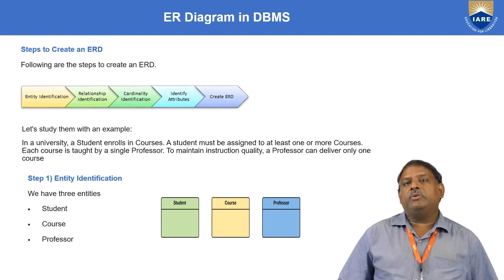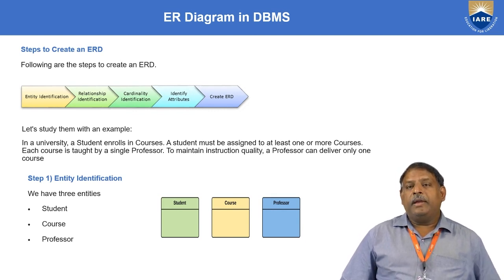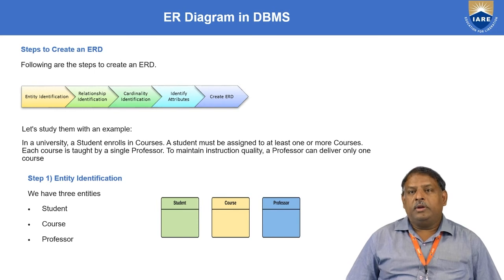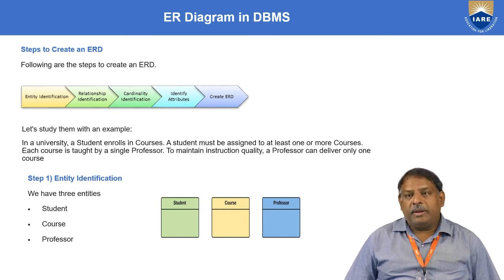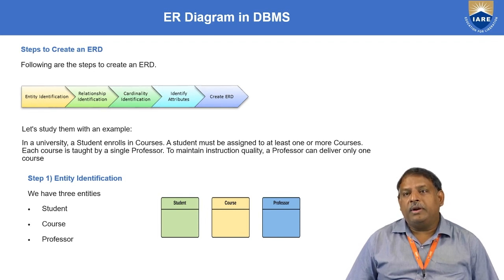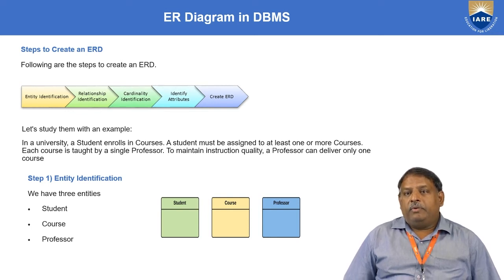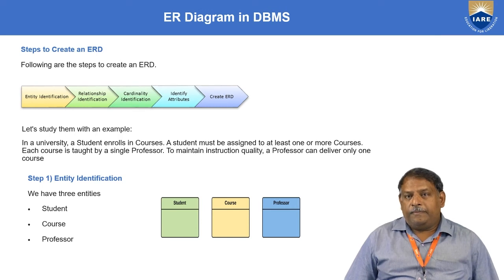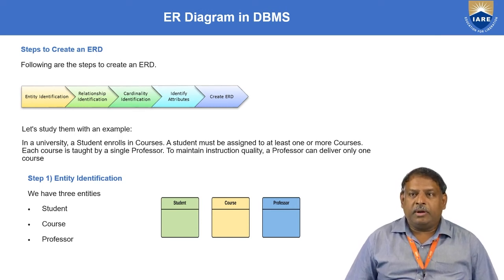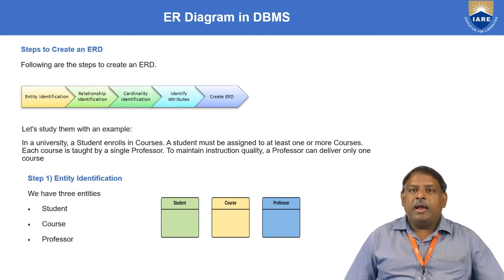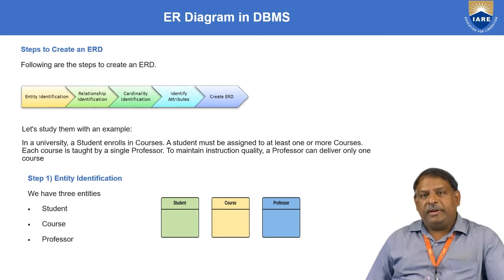In a university, a student enrolls in a course. A student must be assigned to at least one or more courses. Each course is taught by a single professor. To maintain instruction quality, a professor can deliver only one course. So in a university, a student can enroll in courses. The student can be assigned to one or more courses, and each course is taught by a single professor.